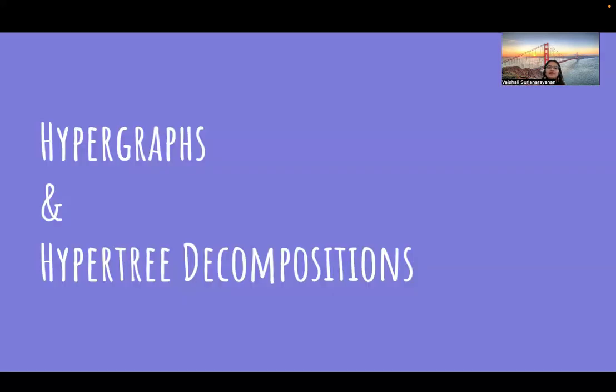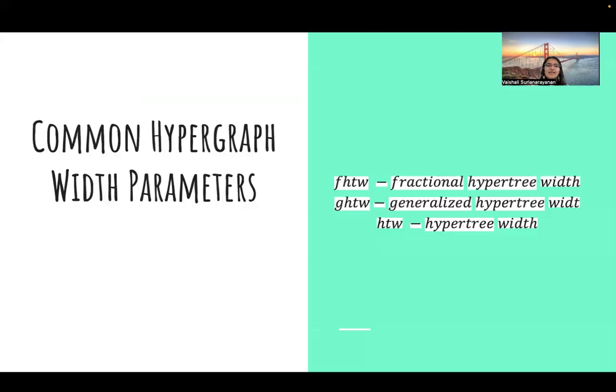Now we need the notion of hypertree decomposition. That is, tree decompositions for hypergraphs. There are three common hypergraph width parameters. One is fractional hypertree width, second is generalized hypertree width, and third is hypertree width. The naming can be a little bit confusing, generalized versus hypertree width. I'll get into the specifics later.